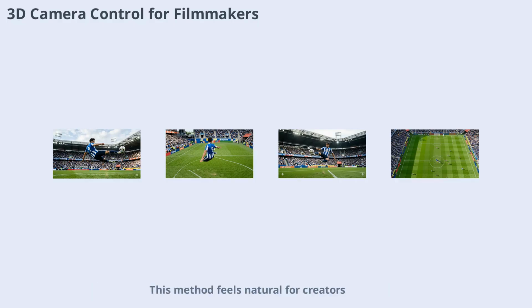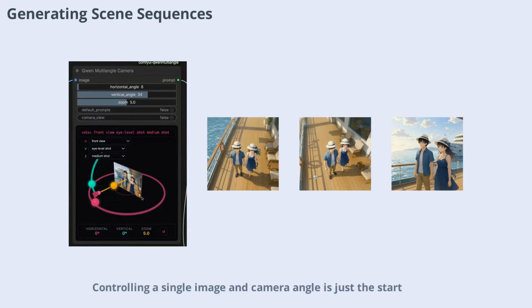This method feels natural for creators with a filmmaking or design background, bridging the gap between traditional storyboarding and AI-powered generation. It's perfect for achieving cinematic shots with professional polish. Controlling a single image and camera angle is just the start. The real challenge is maintaining consistency across multiple scenes, keeping the character and environment stable as the story progresses.